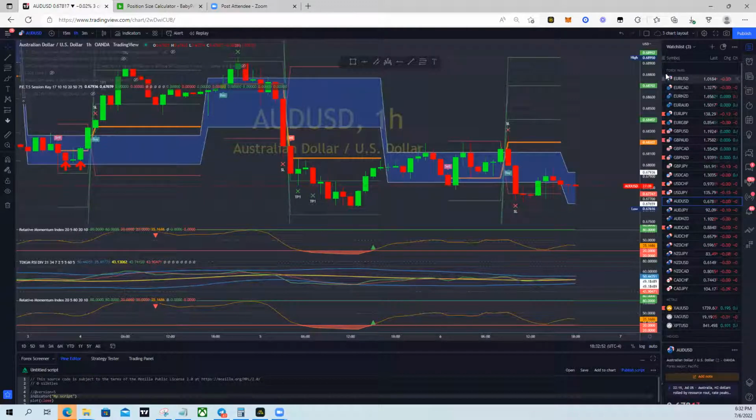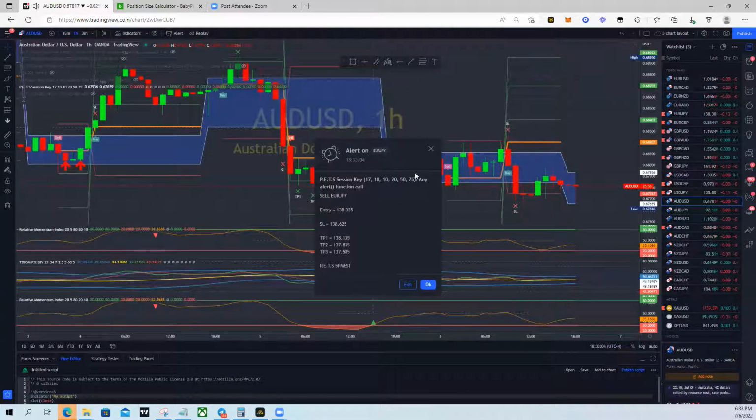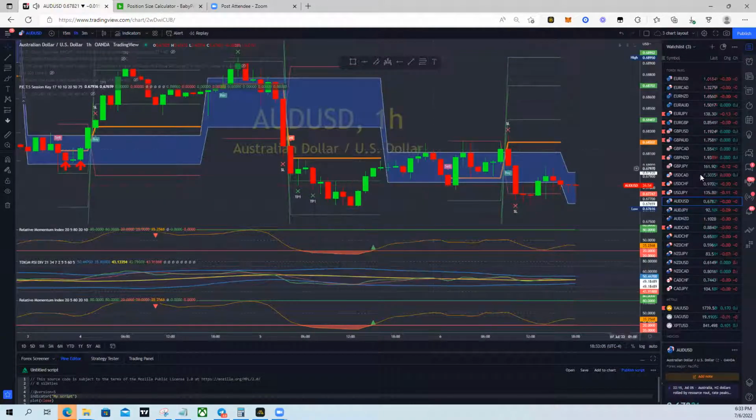Now notice I got all of the pairs, all of them on my hit list. Consider this my Forex hit list. Any pair can get it, right? Do you have to trade all of the pairs though? If you're seeing it consolidating, here we go. Sell on Euro JPY, baby.